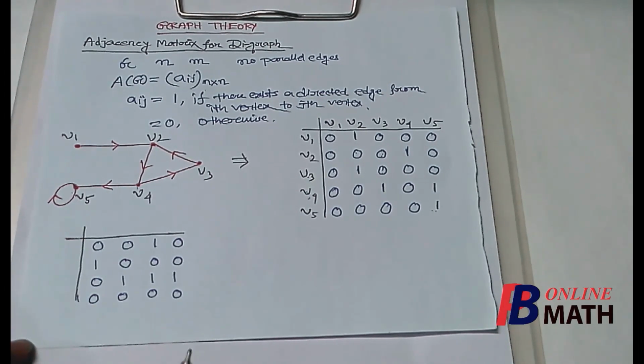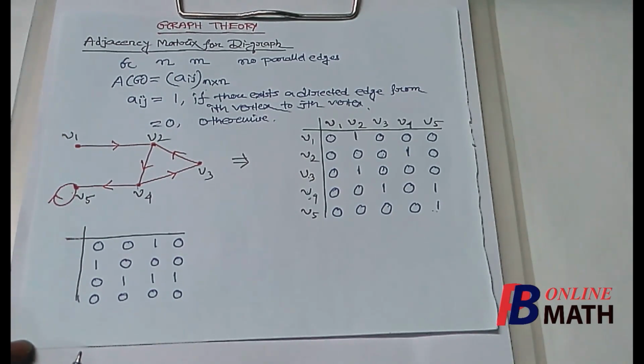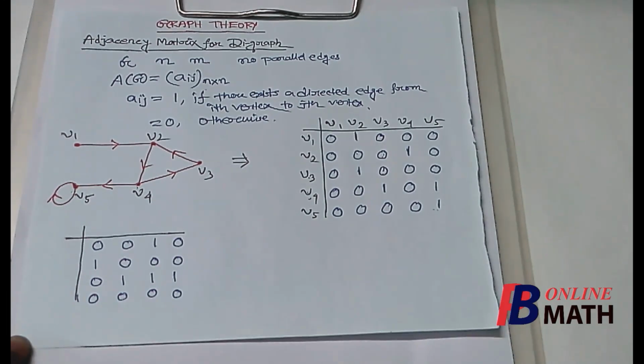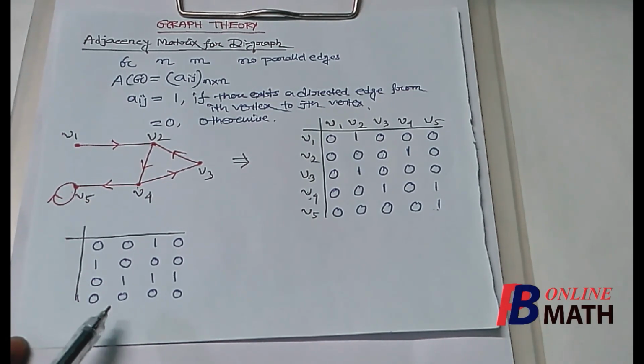Let us consider this adjacency matrix. Now suppose this is the adjacency matrix given and we have to find the corresponding graph. Now from the adjacency matrix we can determine whether the graph is directed or non-directed. If the adjacency matrix is symmetric, then the corresponding graph is non-directed graph, and if the adjacency matrix is non-symmetric, then the corresponding graph is digraph. Now here we find that this matrix is not symmetric, therefore the corresponding graph will be a digraph.